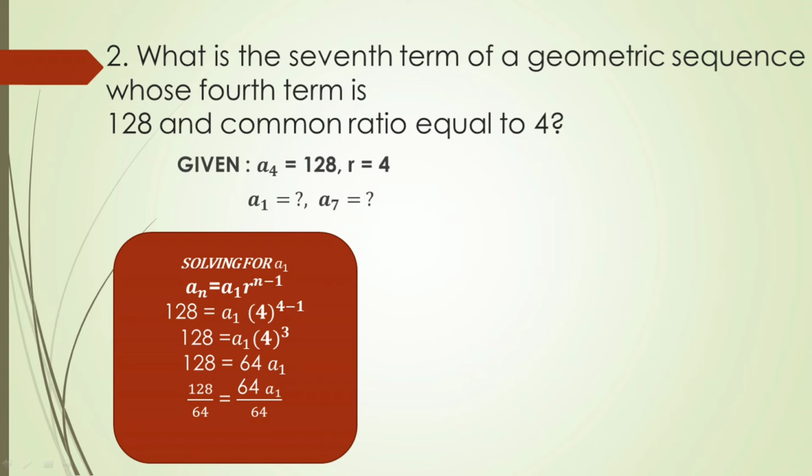So 128 divided by 64, 64 a sub 1 divided by 64. So cancel out 64, a sub 1 yung natira. 128 divided by 64 is equal to 2. So we have a sub 1 which is equal to 2.